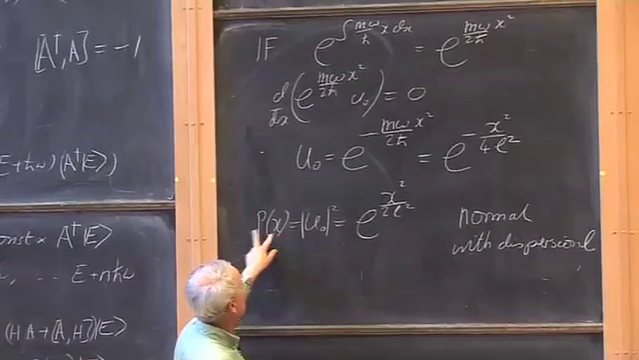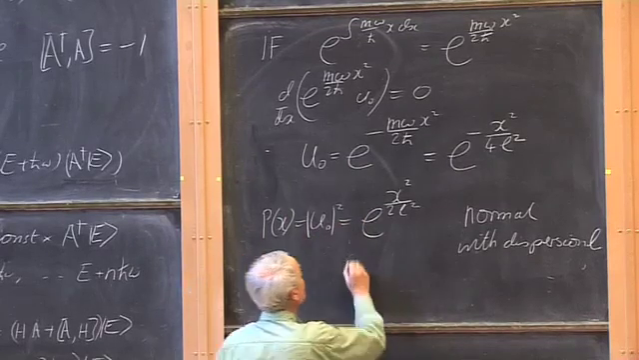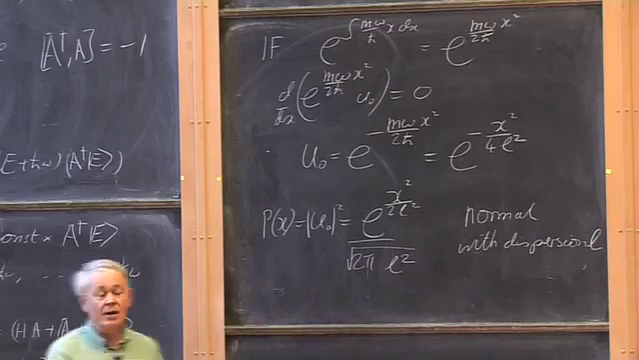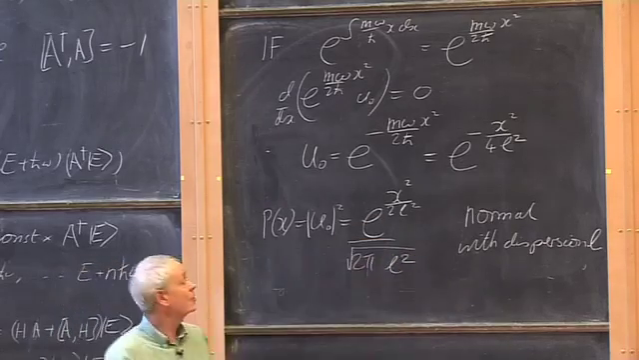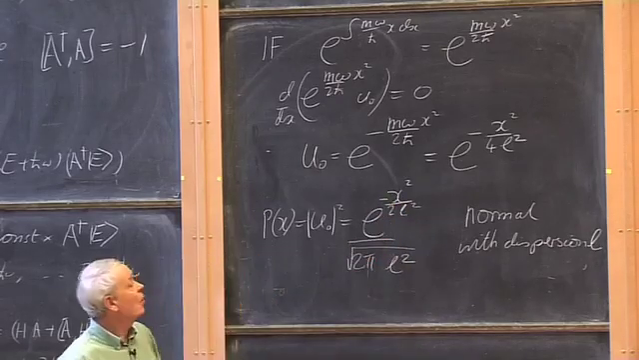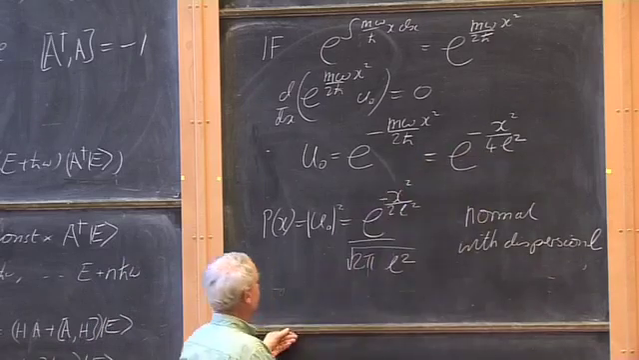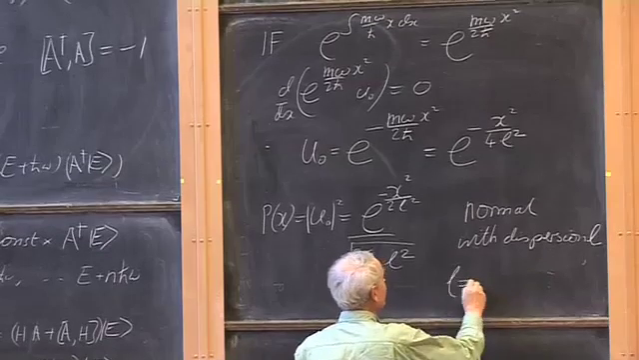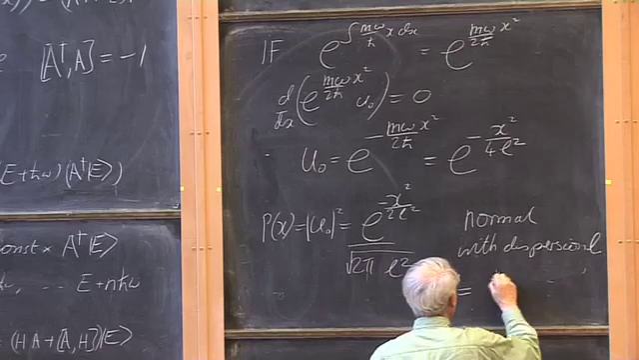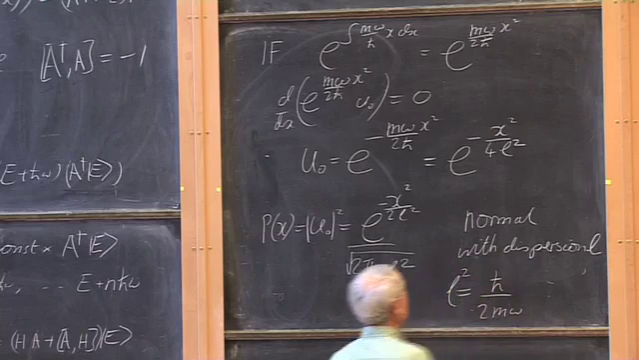Also, once I say that this is the probability distribution, from my knowledge of statistics I know what the normalizing constant has to be. It's root 2 pi L squared, right? Because that's the factor you need to normalize a Gaussian distribution. Oops, I'm missing a minus sign, crucial. So what does L have to be in order that this form is the same as that form? It's simple algebra to show that L squared has to be h bar over 2m omega.